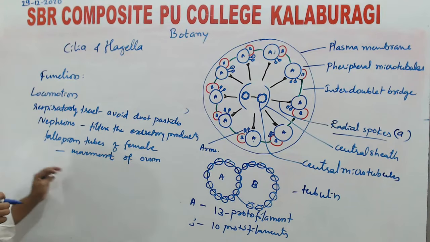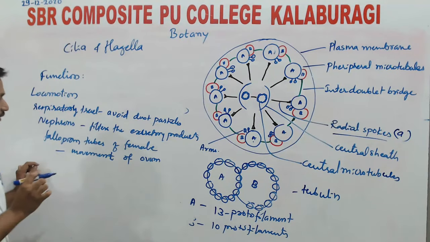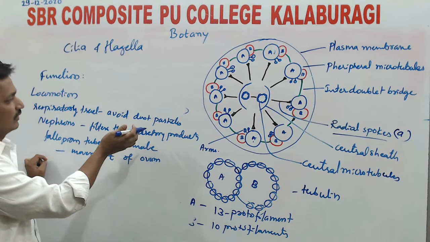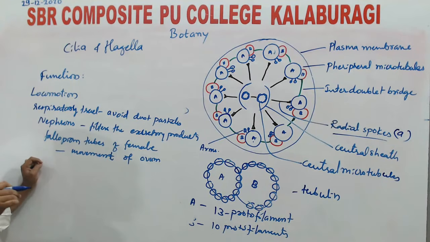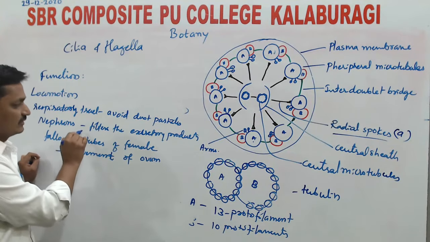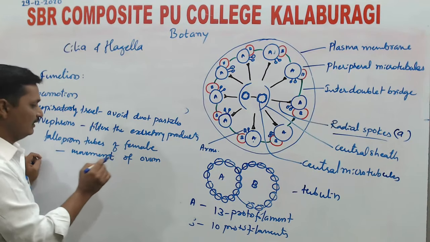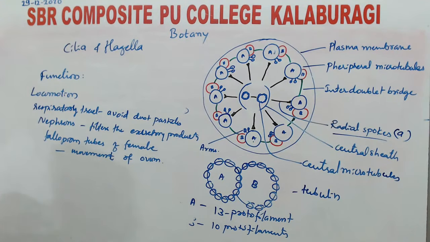Flagella are meant for locomotion as well as other functions in the lower organisms, whereas cilia present in our human body are meant for avoiding dust particles entering the respiratory tract, and in nephrons they filter the excretory products. In the fallopian tubes of the female, they allow the movement of the ovum. So this is the main function of cilia and flagella.